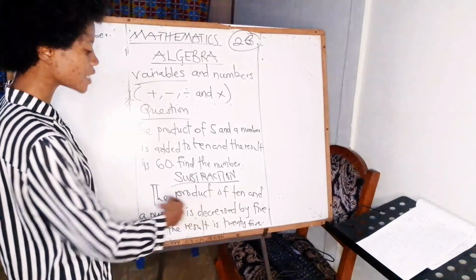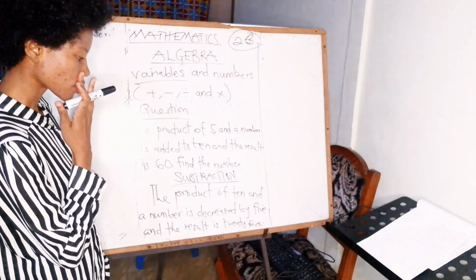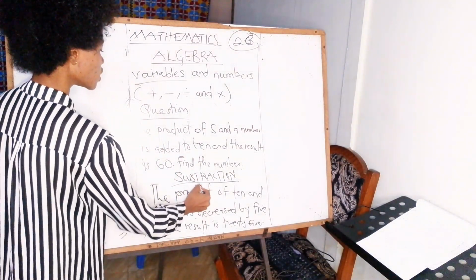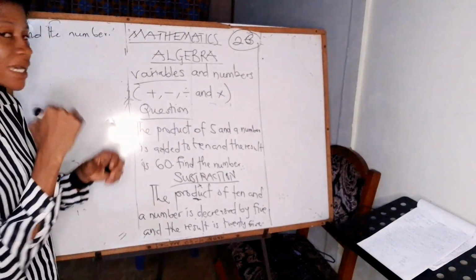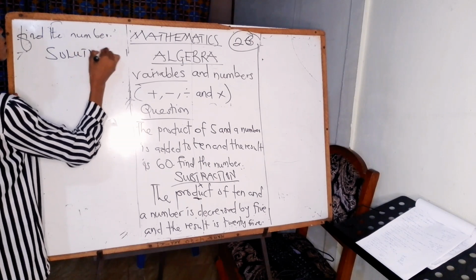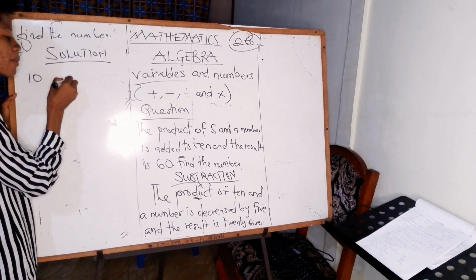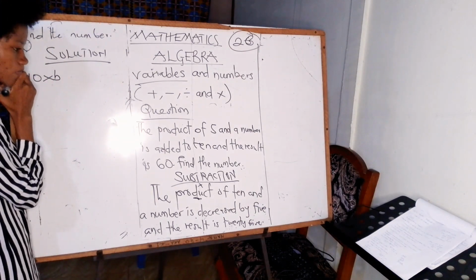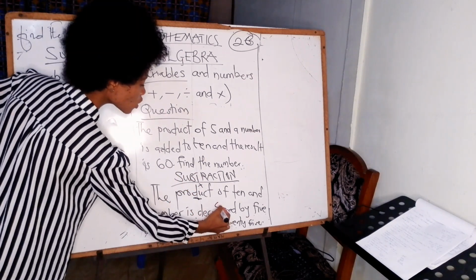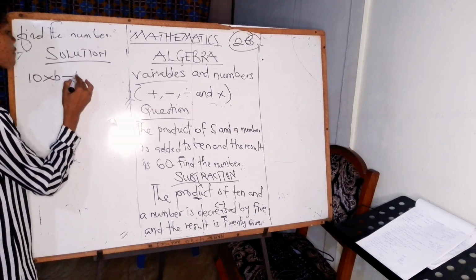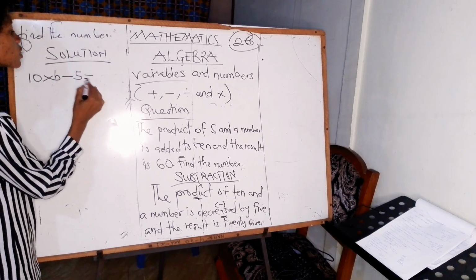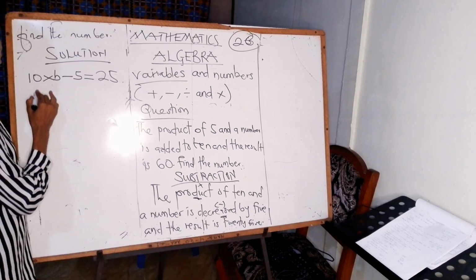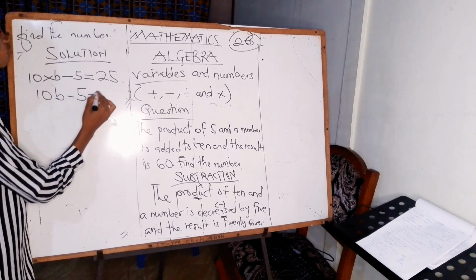The product of 10 and a number is decreased by 5 and the result is 25. So let's deduce the equation. The product means multiplication. So the product of 10 and a number, this means 10 and a number. Now it's product. So product is times. Let's represent the number by B. Is decreased. Decreased also means what? Subtraction. Is decreased by 5. And the result equal sign. The result is what? 25. Once we have this equation, we are good to go. So this simply means 10b minus 5 is equal to 25.